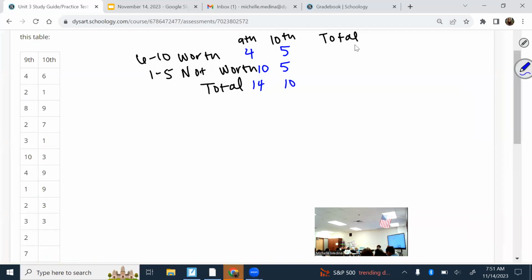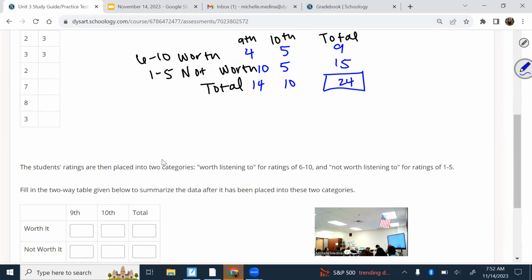And then to fill in these row totals, now you're adding these together. The total people that said it was worth it, so 4 plus 5 is 9. The total that said it was not worth it, 10 plus 5 is 15. And then this should be your total people surveyed. It could be from adding this row together or this column, but it should be the same number. And if it's not, then you did something wrong. But 14 plus 10 is 24. 9 plus 15 is 24. So let me just put that in, make sure my answer key is right. But that's pretty much it.